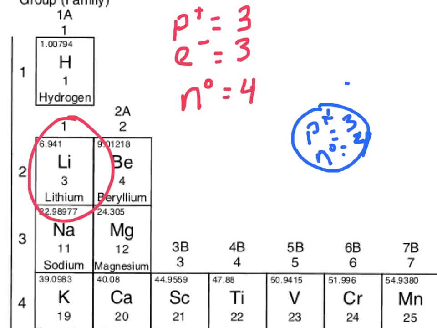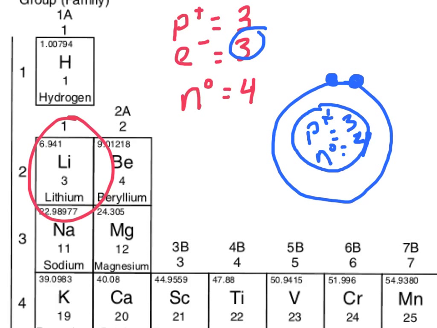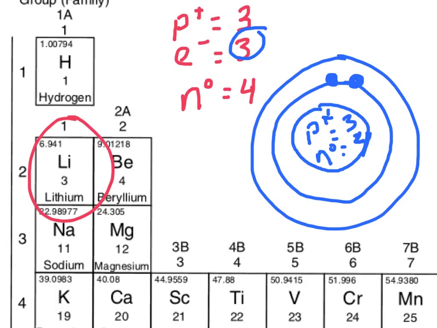And then I'm going to draw my first energy level. The first energy level can fit 2 electrons. So I'm going to draw 2 electrons. But I have one more electron left over here, so I have to draw another energy level. And I'm going to place my electron on that energy level.